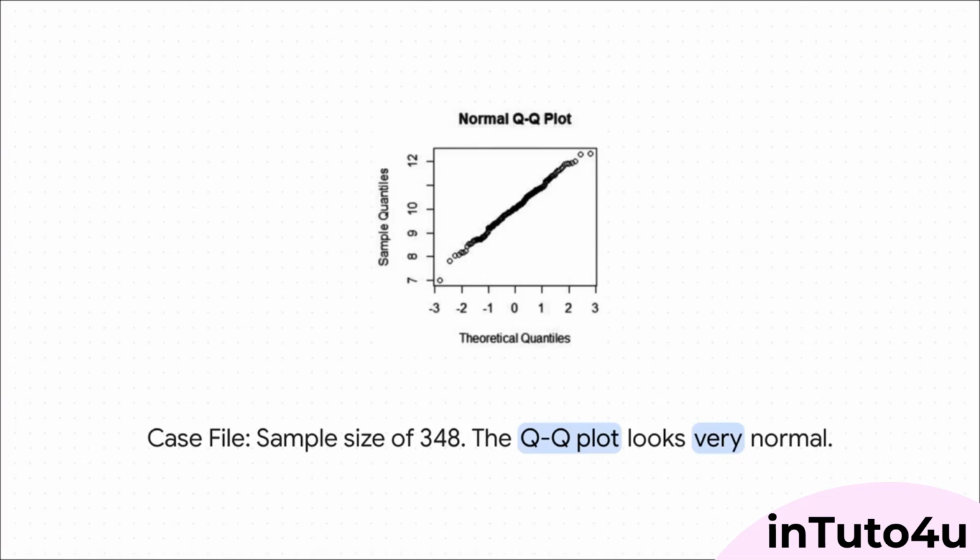Check this out. Here's the case with 348 data points. Take a look at that QQ plot. I mean, come on, that is a beautiful straight line. Our eyes are screaming at us. This data is perfectly normal. It's a model citizen. So, case closed. Let's go home, right? Hold on, not so fast.